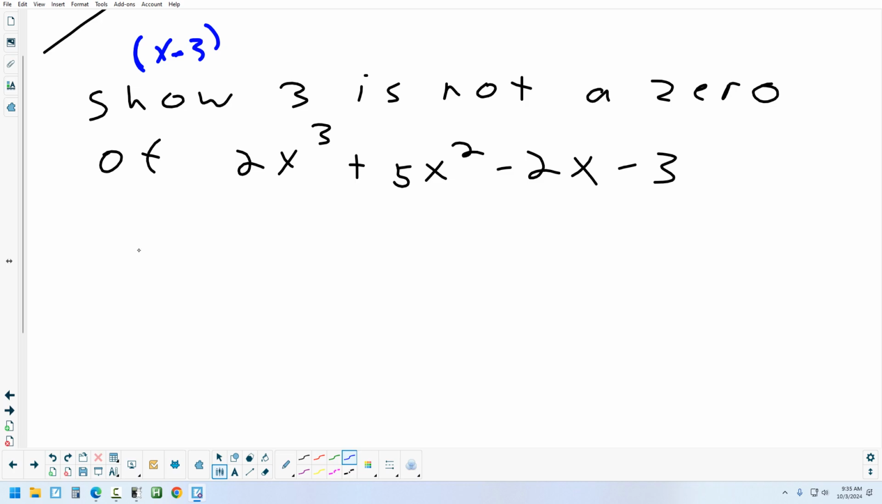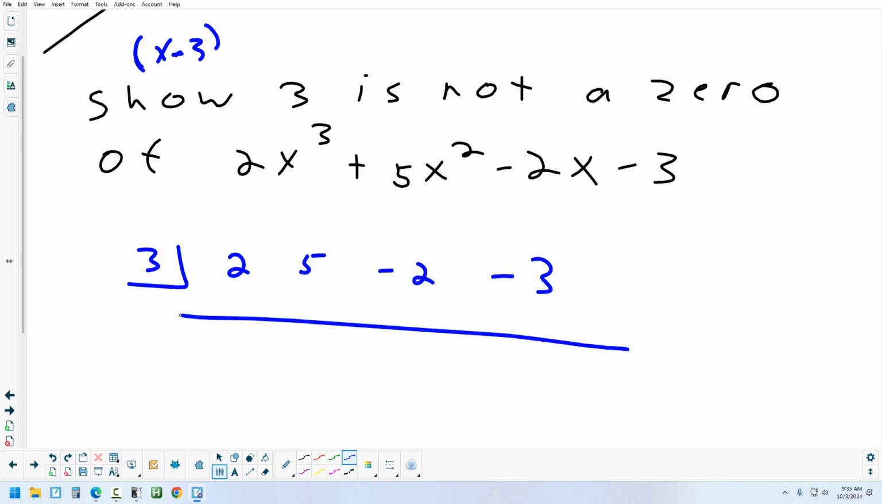Okay, so let's see. 3, 2, 5, -2, -3. Make sure we didn't miss any zeros. Nope, I think we're good. Bring down the 2. 3 times 2 is 6. 5 and 6 is 11. 33 minus 2 times 3, 90. What's my remainder?